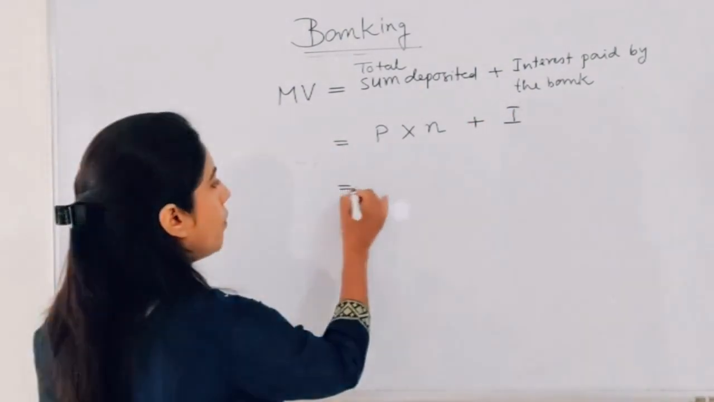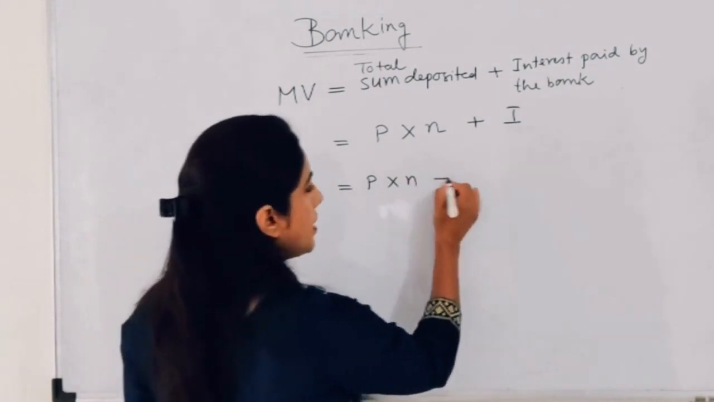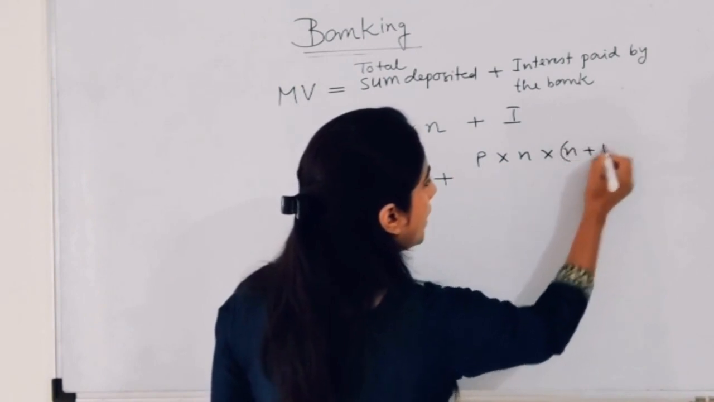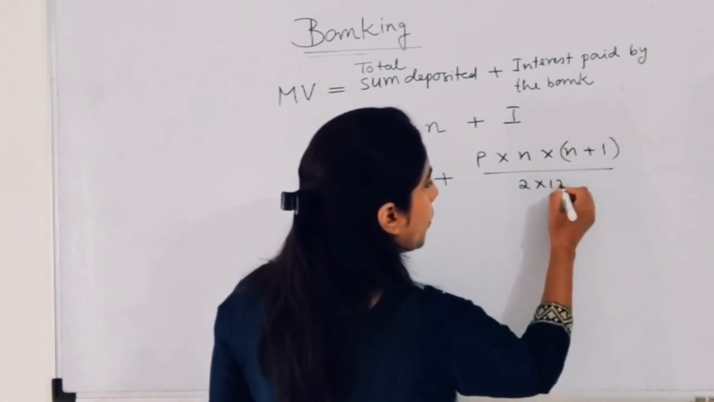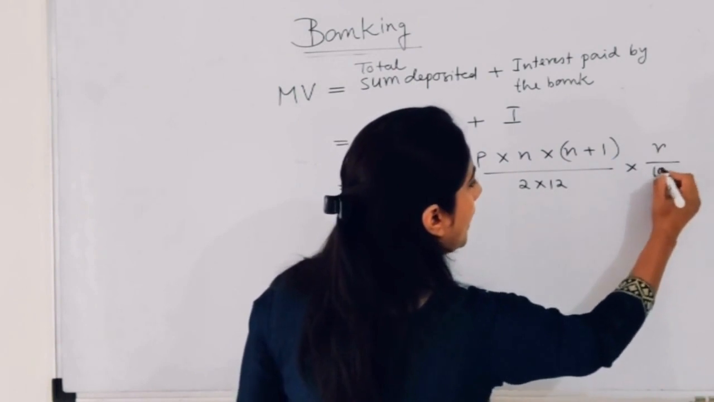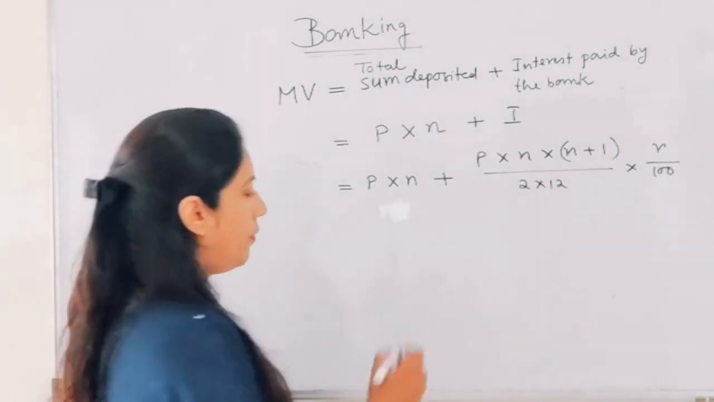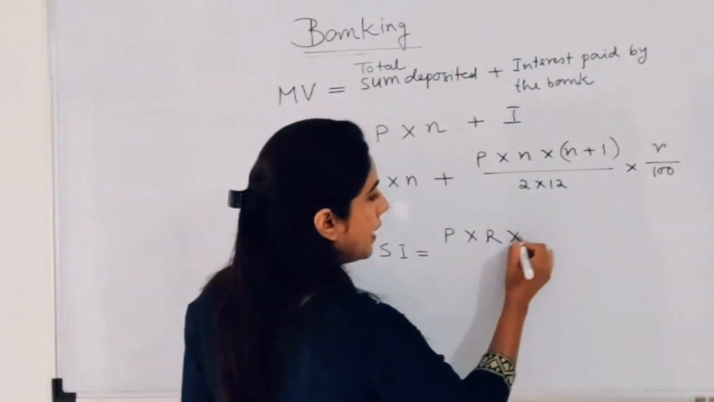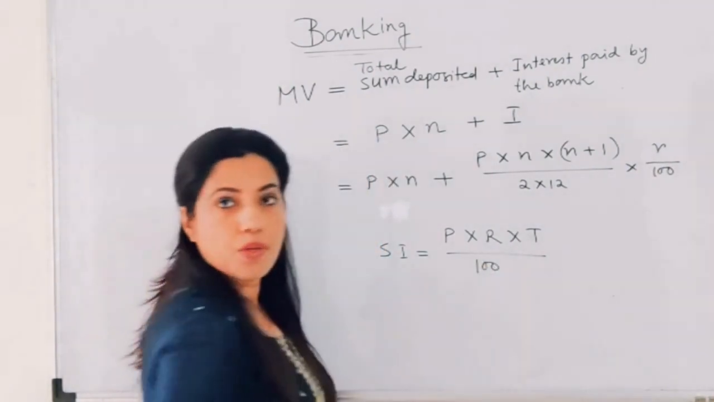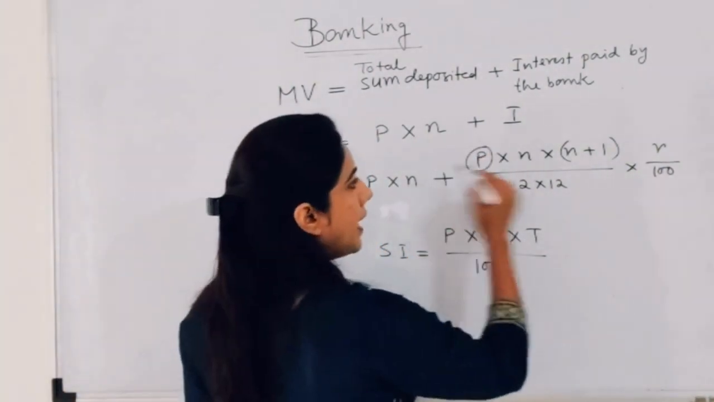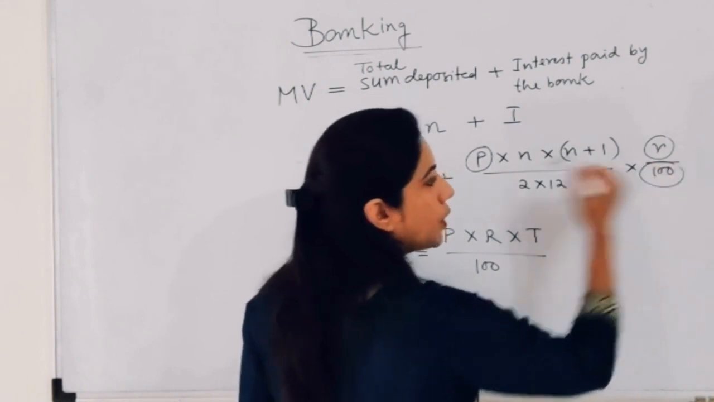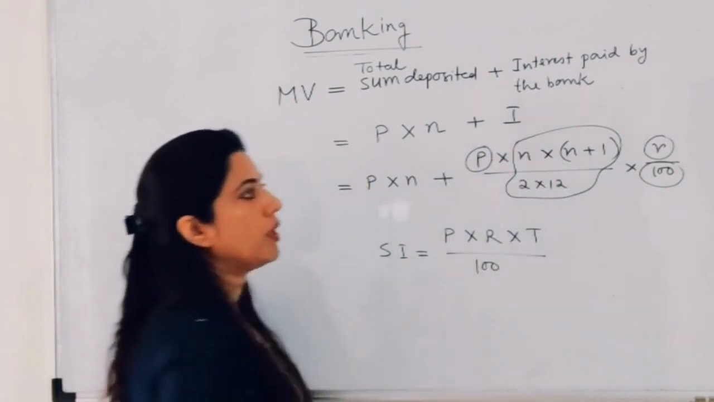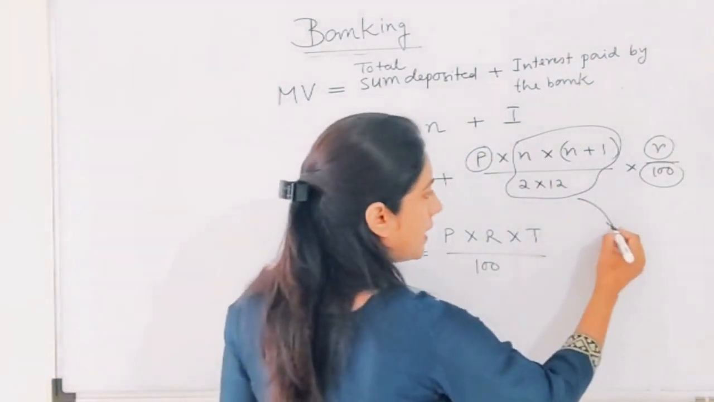Now let us see how to find the interest. The interest is calculated as P into n into (n plus 1) divided by 2 into 12 into R by 100. If you remember, we find the simple interest as PRT by 100. So now if you see here, P is there, R is there, by 100 is also there. So this part, n into (n plus 1) divided by 2 into 12, you can consider as T.